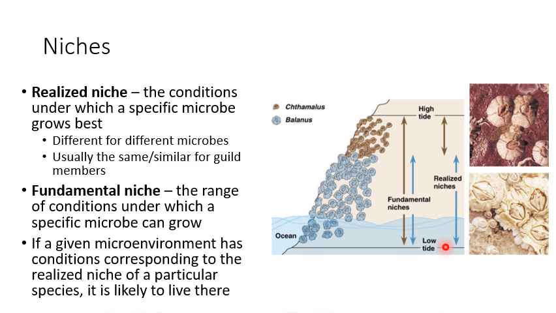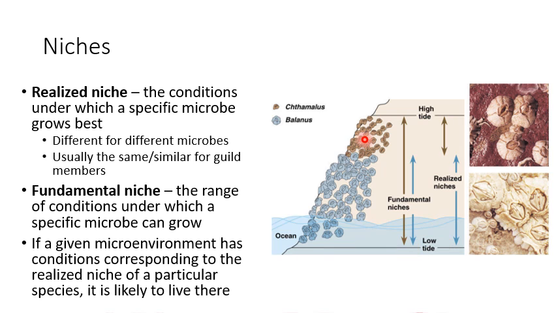So if you went to a different environment that had a different range of conditions, you might draw these fundamental niche arrows differently for the Balanus barnacle. But here in this particular environment, you draw them the same as the realized niche arrows, indicating that this barnacle can only survive in that area, and that area is also the area where it grows the best.